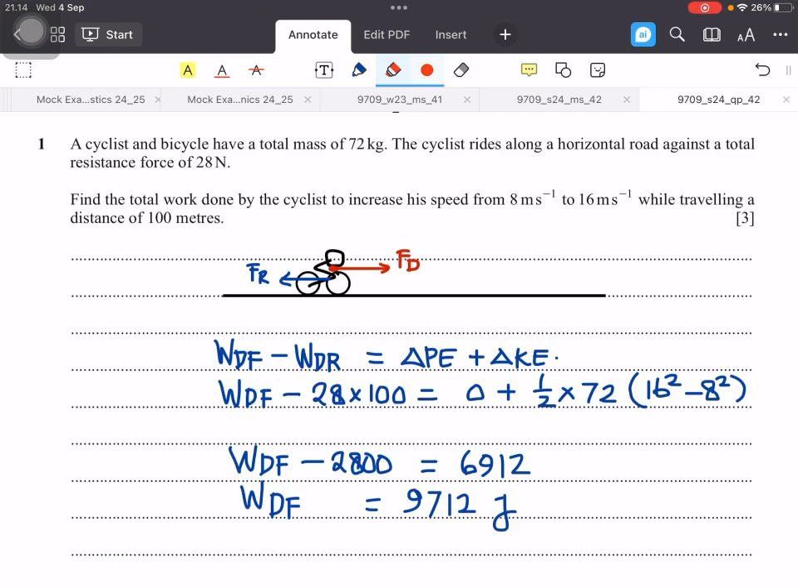And then for the change in kinetic energy, we use the formula half times the mass 72 kilograms times V squared minus U squared. So 16 squared minus 8 squared. So the work done by driving force minus 2,800 is equal to 6,912. The work done by driving force is equal to 9,712 joules.